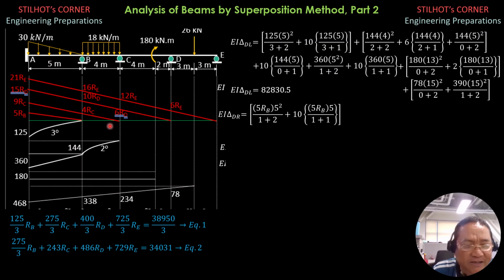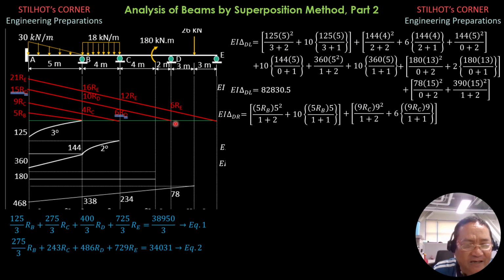Then for this moment diagram, there are two effects again, deflection and slope. Slope is 6 times the slope at this point. So 9 RC, length 9 square over first degree plus 2 for the deflection, then plus 6 of moment 9 RC, length 9 over first degree plus 1. So that's for R sub C. Then for RD, it is just 1 because it occurs at D.